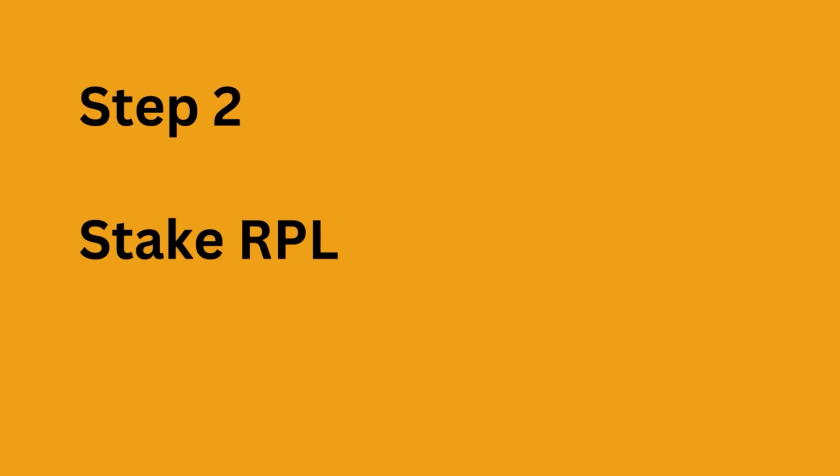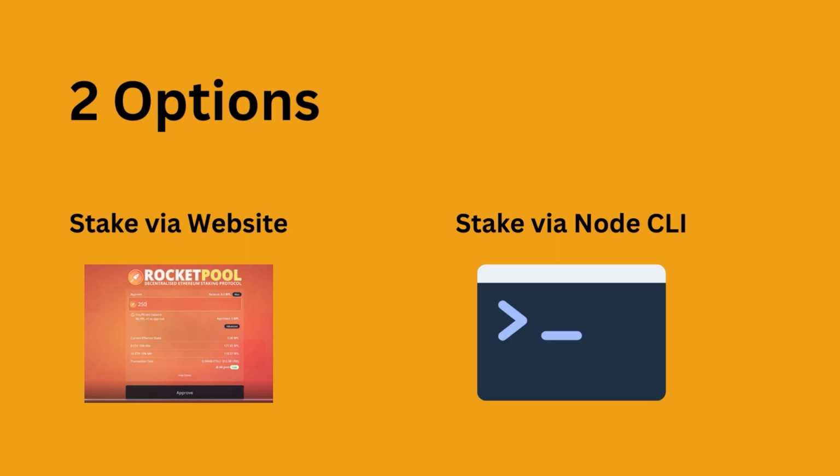Now that you have your RPL, you are now ready to stake on behalf. You will need to stake this for collateral first before staking your ETH and creating our mini pool. Now there are 2 options to do this. Option 1, you can do on the website, or option 2 in the command line terminal.